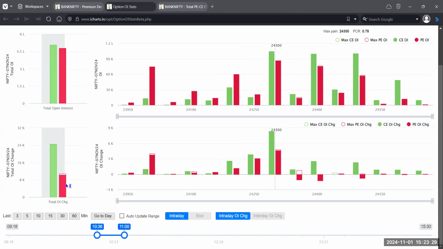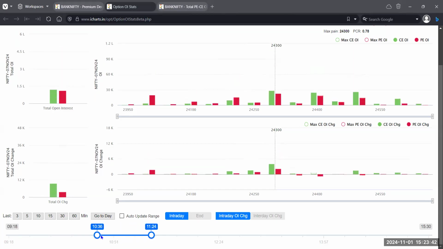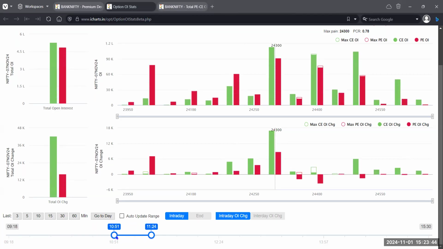If market really moves, then you'll see that significantly unwinding will be there. And then even this dark shade will be at the bottom over here. So this means huge unwinding has taken place. So when market really moves, that is when it will tend to happen.